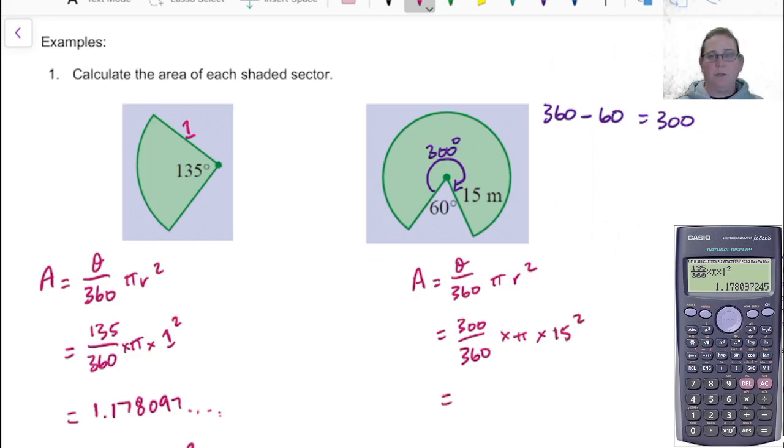All right, so now we just do exactly the same thing in that calculator. Get our fraction key up. We're going to get 300 over 360. I'm going to take the times now, times pi. So remember that shift pi, back to times, and we're going to have 15 squared. All right, hit our equal sign, and again we have this 375 over 2 pi.